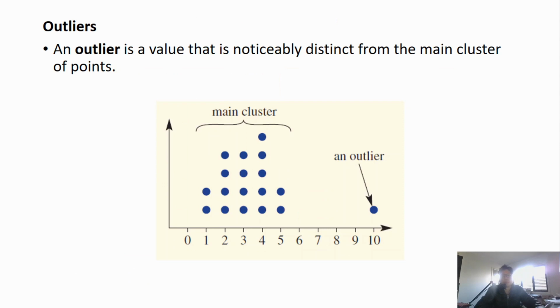The last main point for this lesson is outliers. Make sure you know what an outlier is. An outlier is a value that is noticeably distinct from the main cluster of points. Notice how the main cluster is here and the outlier is out here just by itself. This one will be the outlier for this dot plot here.